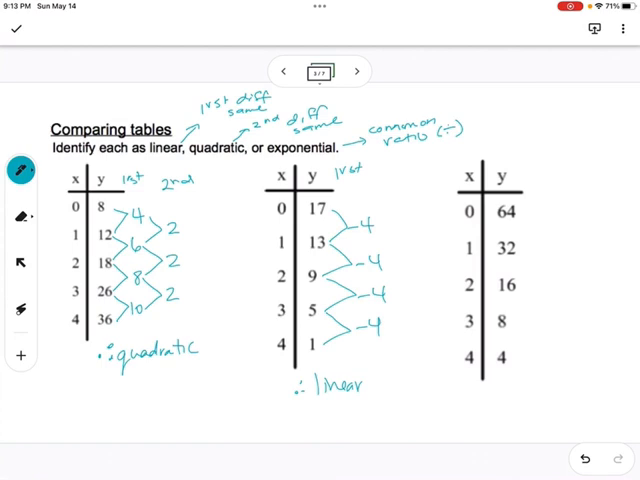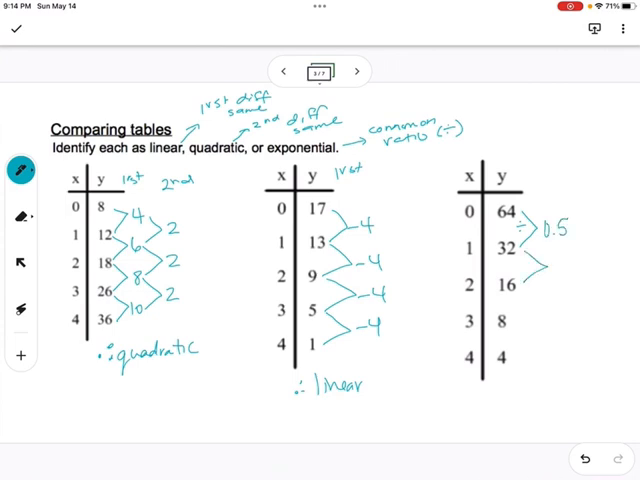Okay, and looking at the last one, if we look at the numbers here, we can see that this is decreasing by a common amount as you go down. Let's try out the common ratio here. So 32 divided by 64 gives us 0.5.